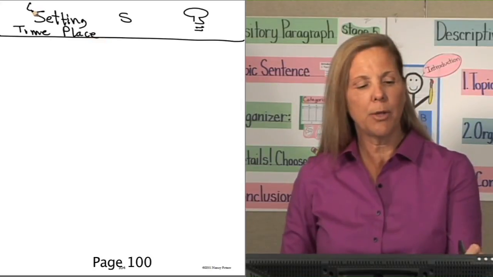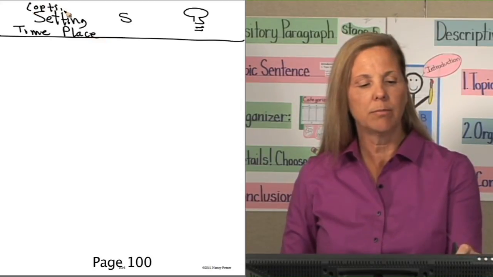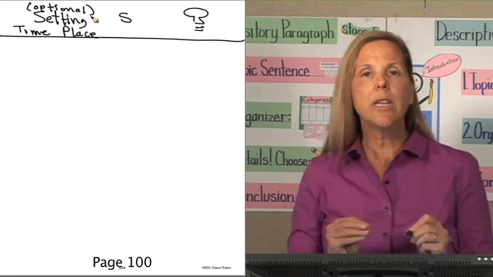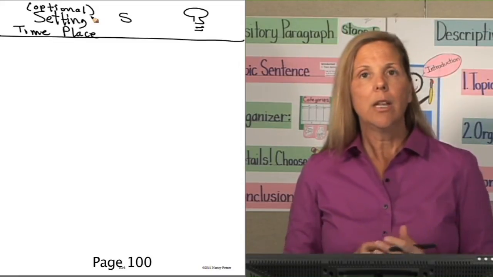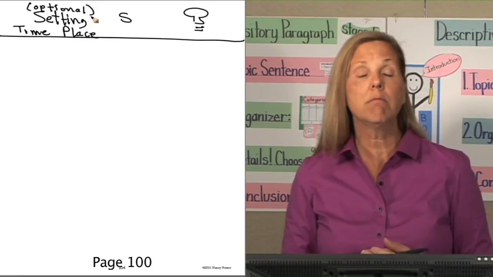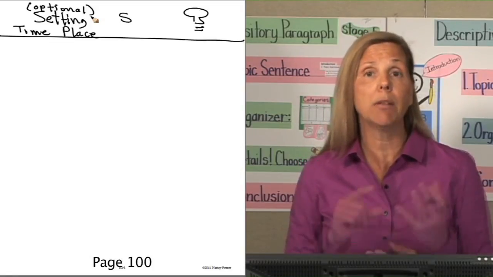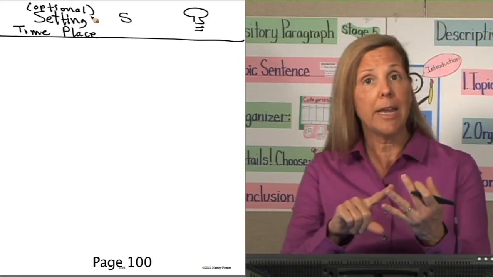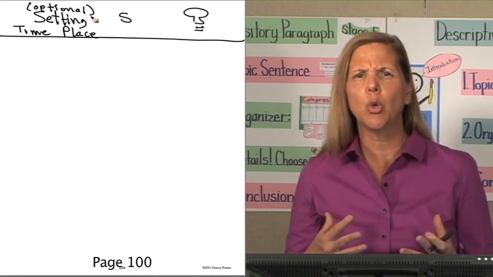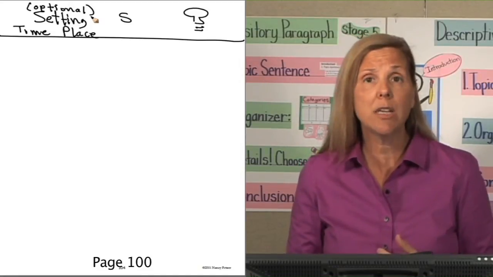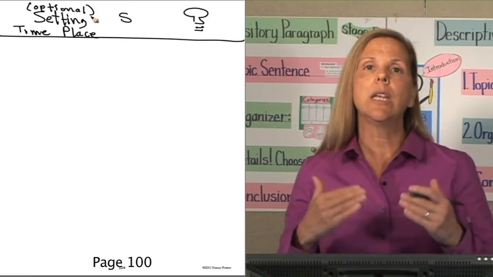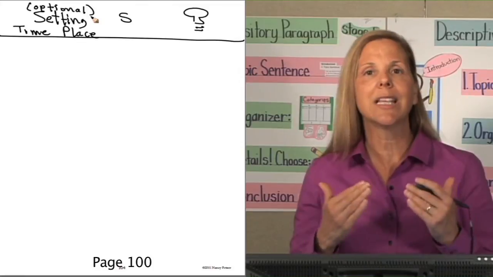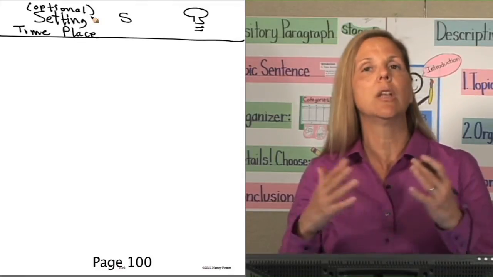Right above setting, put in parentheses, optional. The reason why we're putting optional is there may not be a setting. If I'm writing about George Washington, then I probably need a setting. I probably need to tell you the time and the place. But if I was writing about a molecule, I probably don't need a setting, so I won't put that information there. So setting is always optional. It's, do we need to know that information in our big idea?